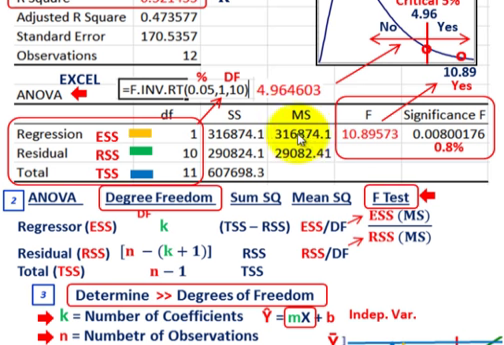It would have been our mean square here for our regression, our ESS, 316,000 divided by 29,082 here. The mean square of the regressor ESS divided by the residual amount here. And that's going to give you your F statistic that you have to be looking at. In this case it was 10.89 here. Okay, so that's our ANOVA.